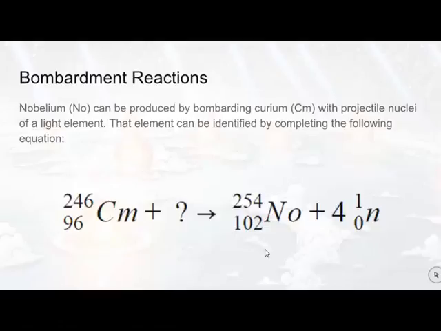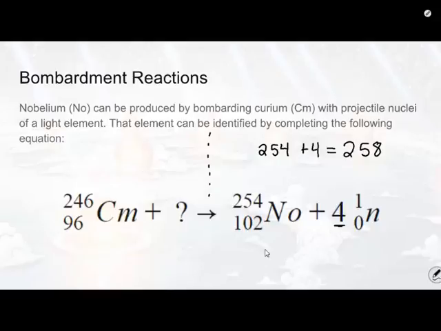Right now, if we're looking at our equation, on our left side we have 246. On our right side we have a couple numbers. We have 254. And if you notice, there's a big 4 out front. That means we're giving off 4 neutrons. And so our total number on top is going to be 4 times 1. So we have 4 as well. So right now we have 258 on our right side. And so we need to get 258 on the other side.